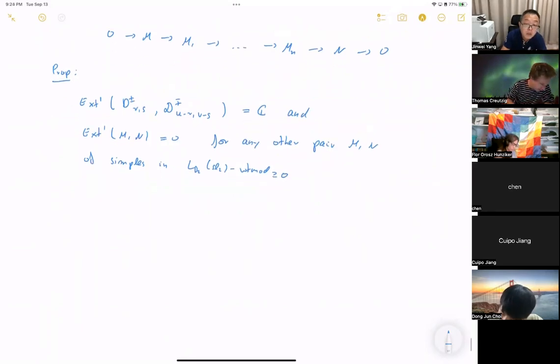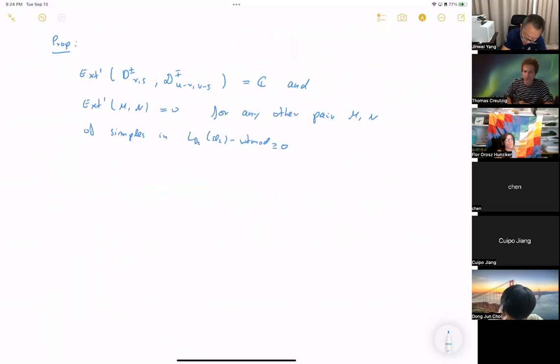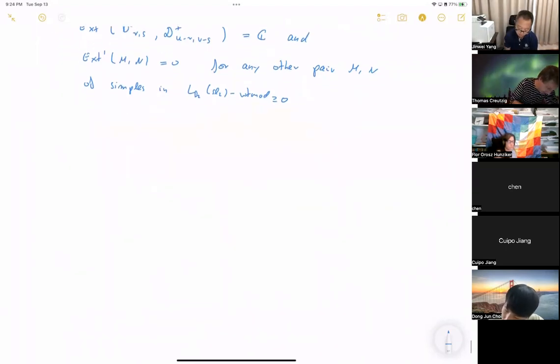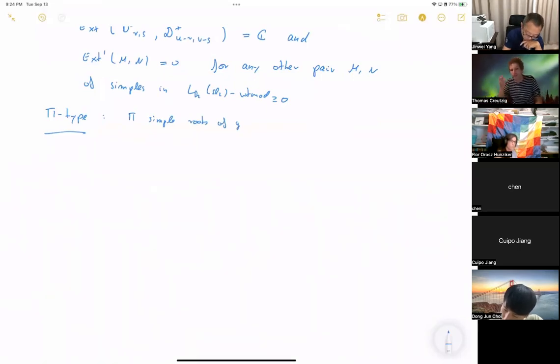Now, how can we understand extensions between modules that are between a lower bounded module and one that is not one? Well, it turns out that is a purely combinatorial problem. So let me try to explain this. So first of all, you introduce another vocabulary, and we decided to call it pi type. So pi denotes a set of simple roots of your Lie algebra g. So for SL2, pi is either the set consisting of the positive simple root or the negative. We have two choices for pi.